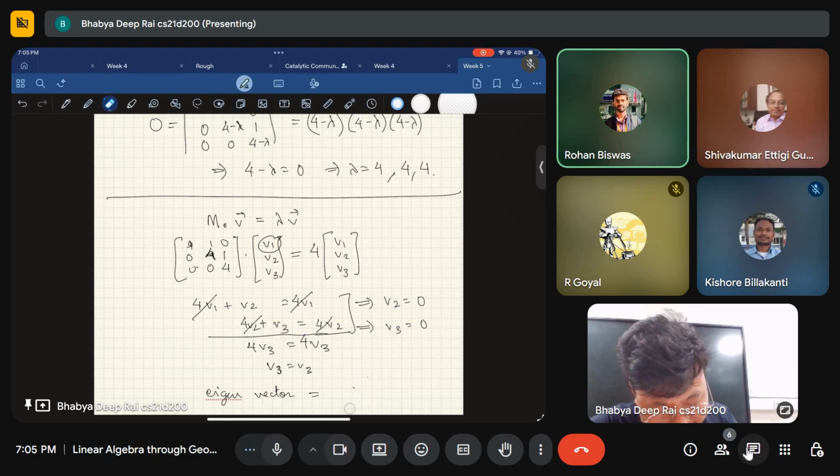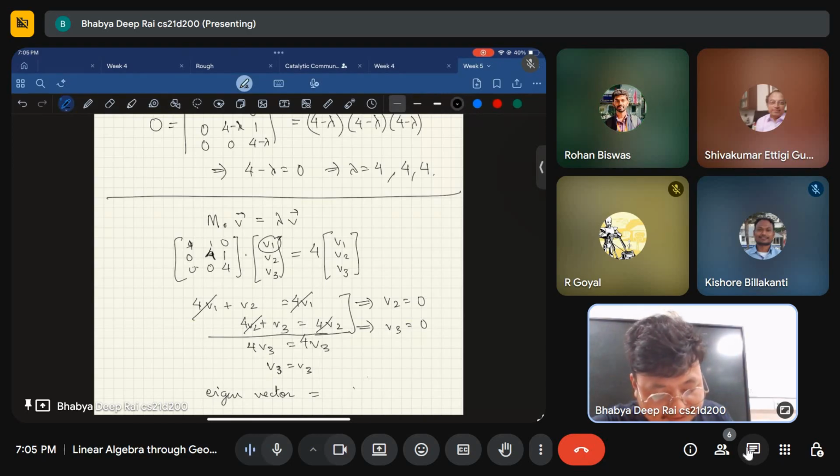So you calculated v2 and v3 as 0, right? So v1 we don't know anything about. So v3 is equal to v3, and we still calculate v3 equals 0. That's correct. Now, what about v1? That's the question we want to ask. We don't know what v1 is, and that's perfectly fine.